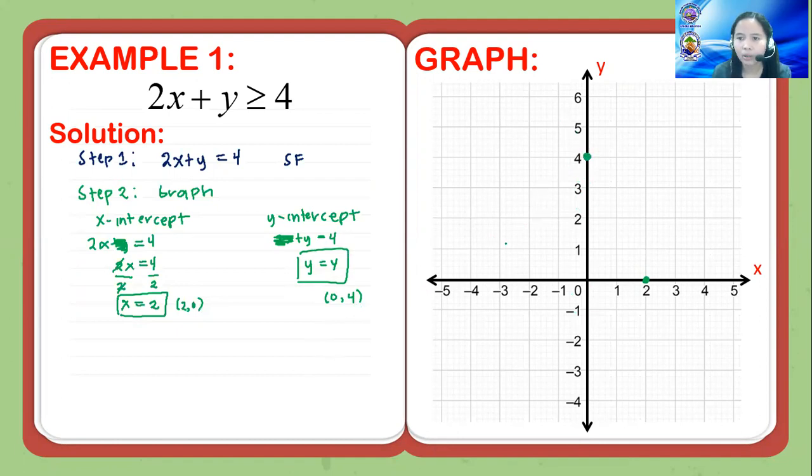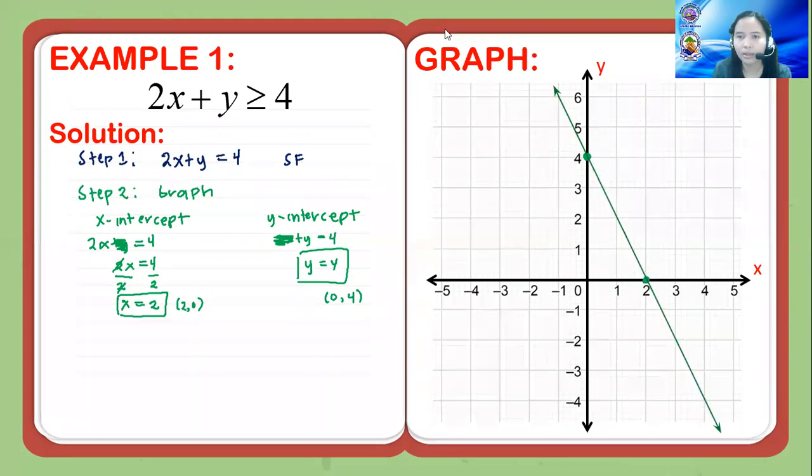And then next, we will now connect the points. But before that, let's examine what kind of line we should use, a solid line or a broken line. Now, the original symbol in our given is greater than or equal. Since it is greater than or equal, we will use a solid line. We will just connect the points. So we have now the graph.